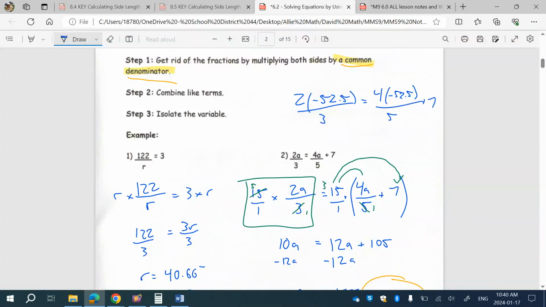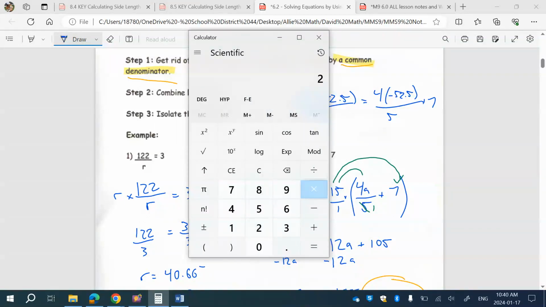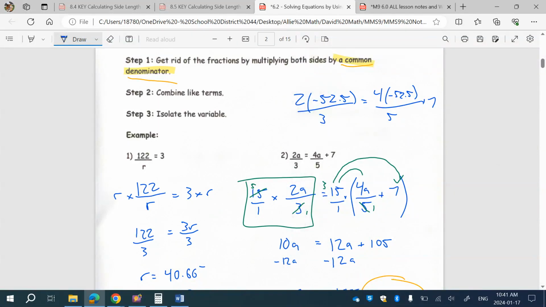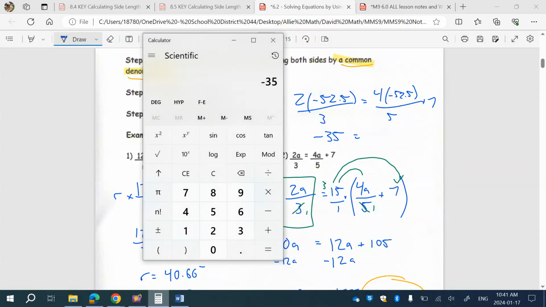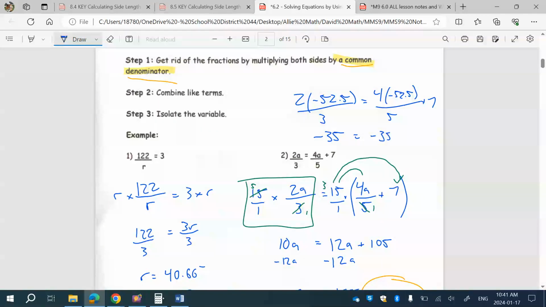Well, let's confirm. So we've got 2 times -52.5 equals negative 105, divided by 3. So negative 35. Does that equal this one over here? Let's go 4 times -52.5 equals negative 210, divided by 5 equals negative 42, plus 7. That also equals negative 35. So we have confirmed we have the correct answer.